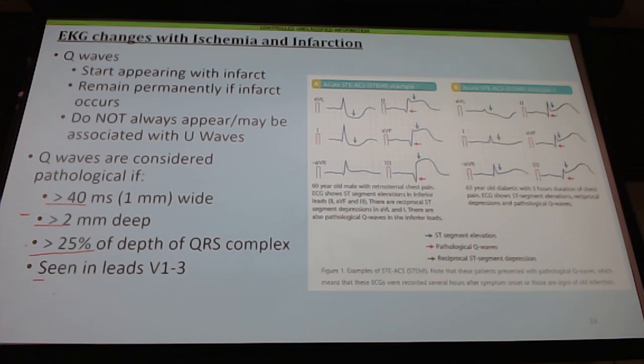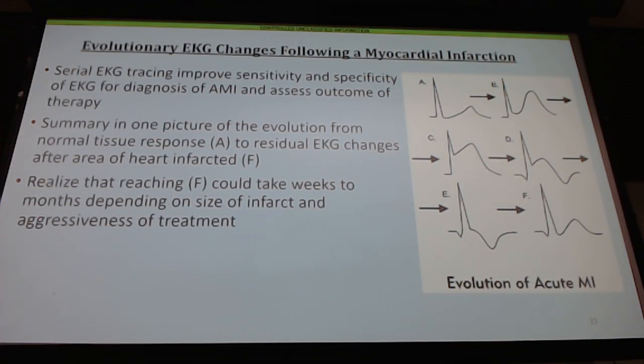Or the last criteria is you see these in leads V1 through V3. You shouldn't see Q waves in a non-pathologic condition. So if you do see Q waves in any one of these situations, those are pathologic and are indicative of a previous MI, whether that be 8 hours ago or 8 years ago.